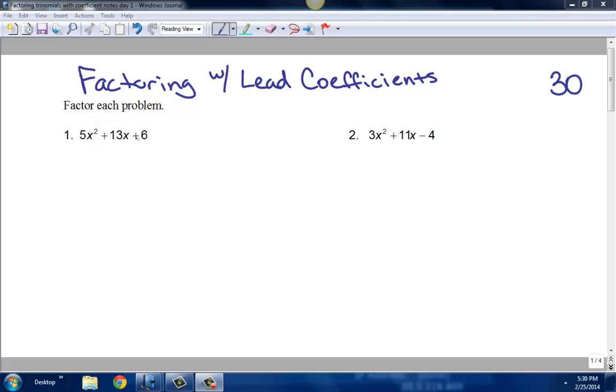I've got a lead coefficient, and that guy is in the way. I can't pull it out because 13x and 6 aren't divisible by 5. So I can't pull it out like a GCF. I'm kind of stuck with it. So what I'm going to do is multiply that 5 right here, and see this plus 6 on the end? I'm going to multiply those two guys together and rewrite my trinomial like this.